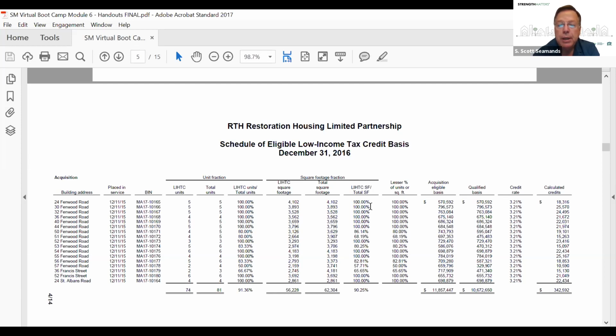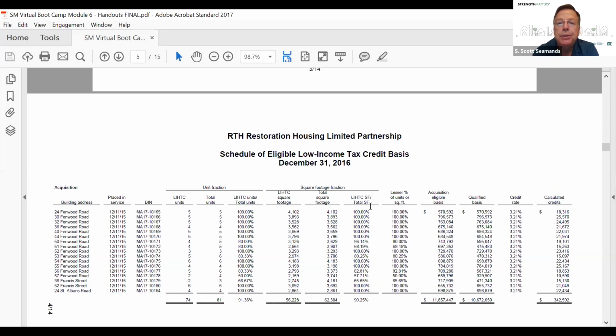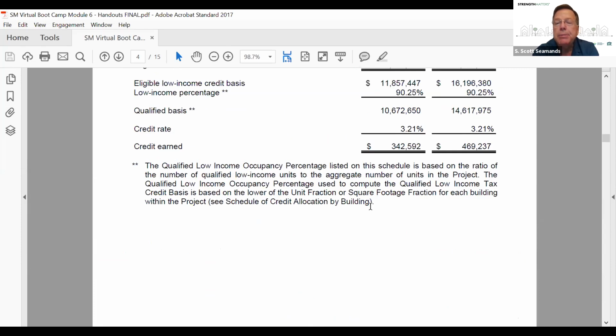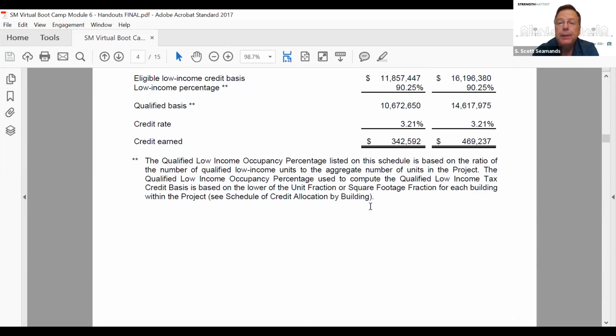And overall, it comes down to that total qualified basis, that same number that tied to the acquisition schedule we saw on the previous slide. 10,672,000 is that same 10,672,000 we see there.